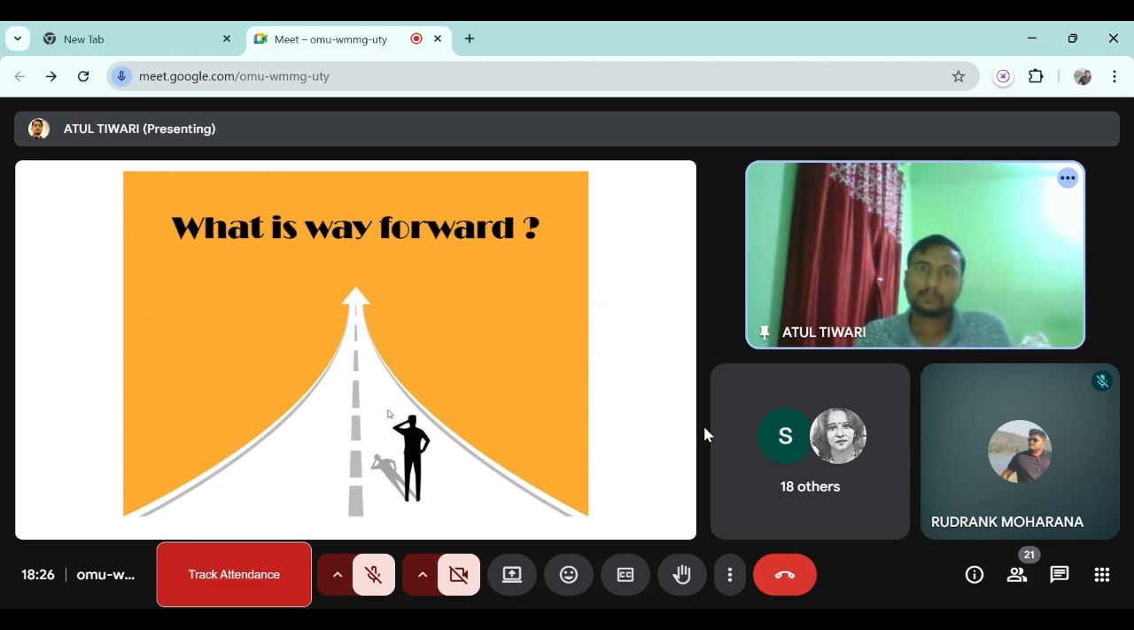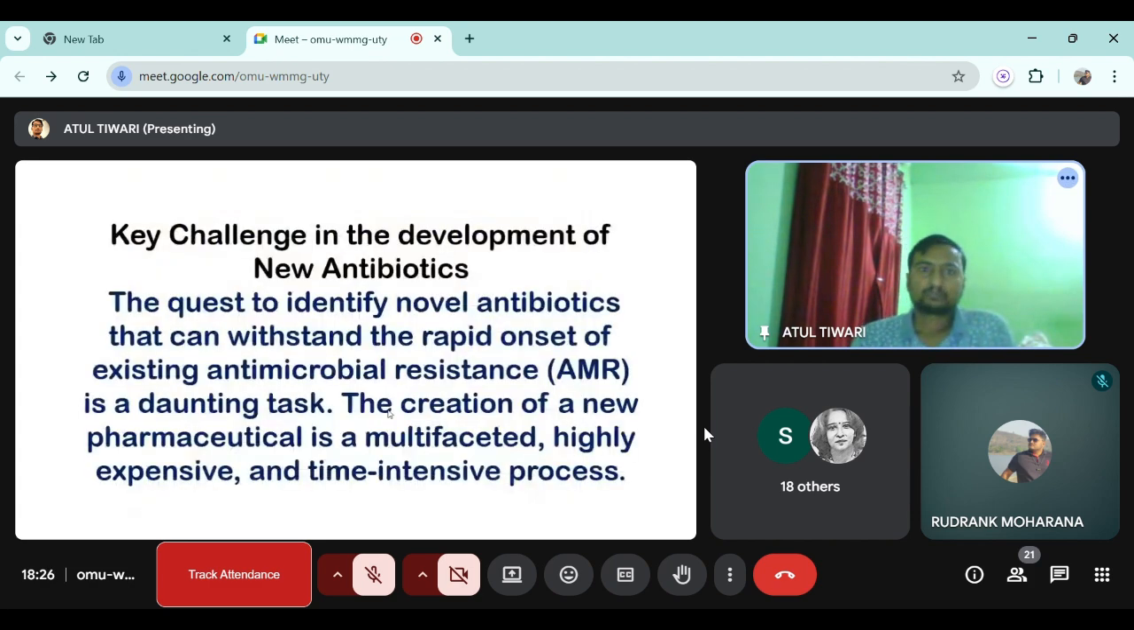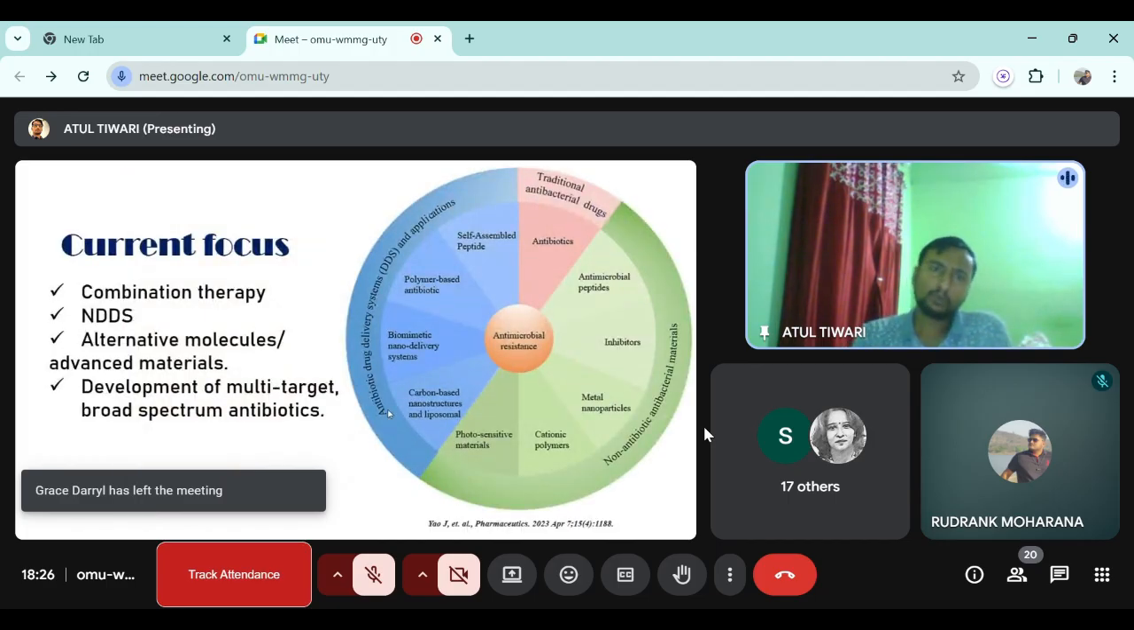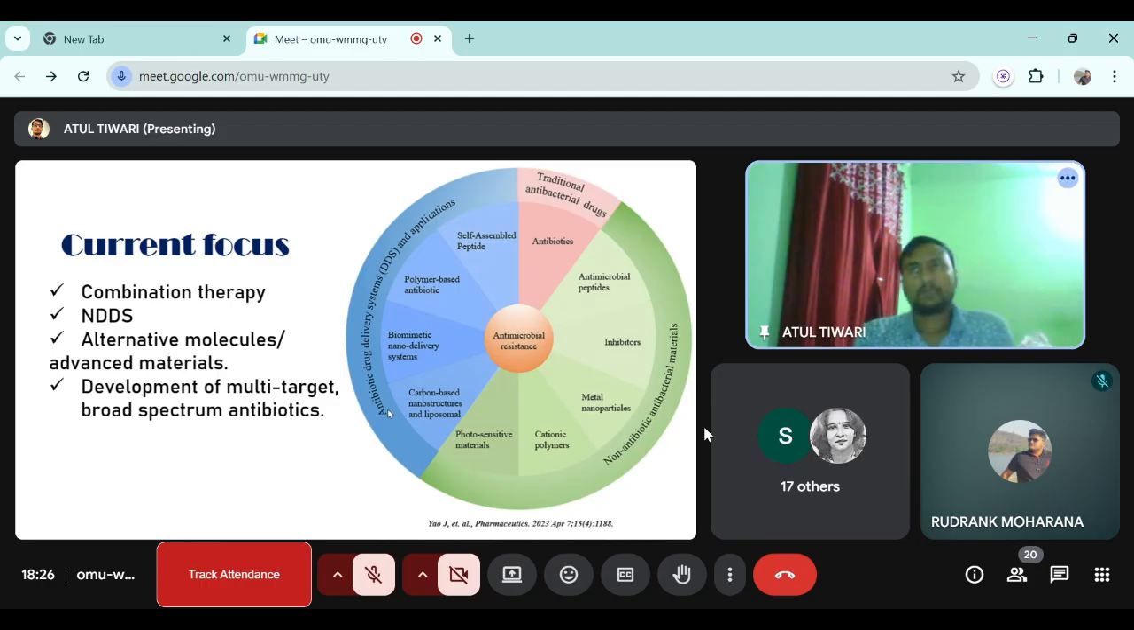So if the discovery and development of a novel antibiotic is a time-taking and daunting task, what is the way forward? It could be combination therapy. Why combination therapy? Currently, most of the countries and most of the renowned hospitals in the world, including India, are using combination therapy, because combination therapy makes antibiotics multi-target and broad spectrum.